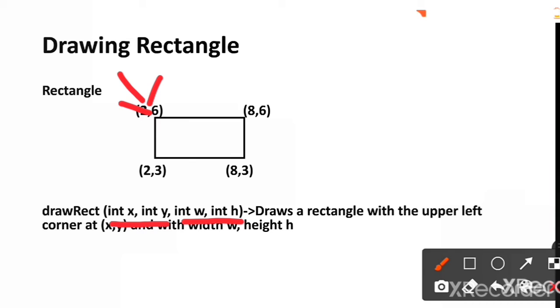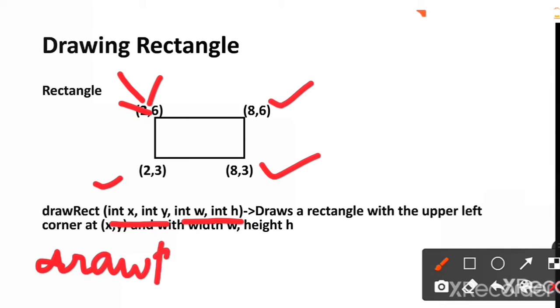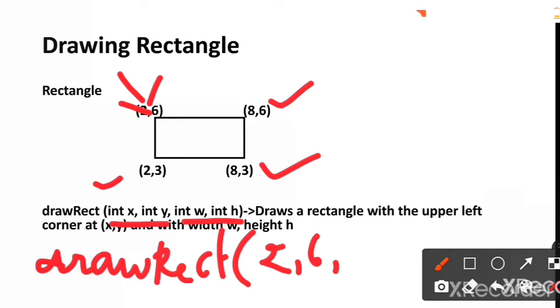Once the height and the width of the rectangle are specified, the Java compiler will automatically determine the values of the other points of the rectangle which are necessary to construct it. For example, if you want to draw the shape above, you have to pass to the drawRect method the values 2, 6, that is the starting point, and then the width and the height.